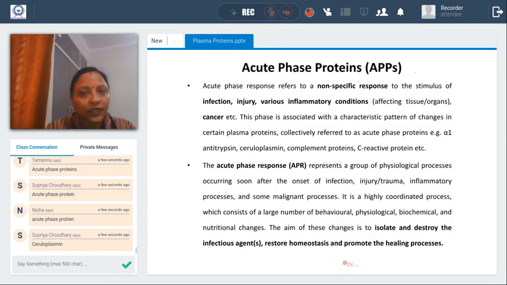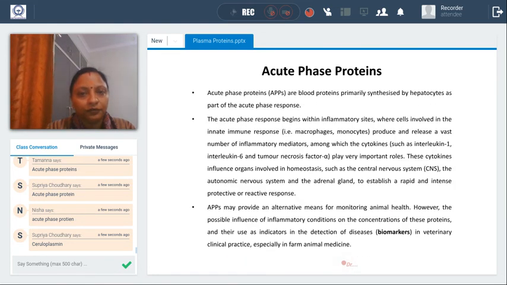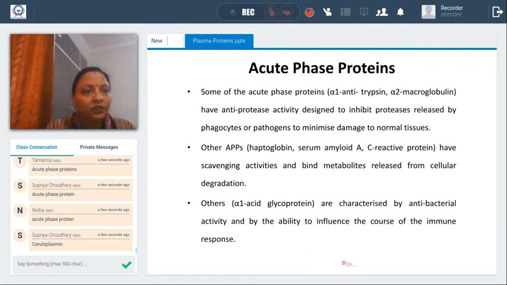What are acute phase proteins? They are a non-specific response to the stimulus of infection, injury, and inflammation. You have to remember the 3 I's. These proteins are involved in acute phase responses. The aim of these changes is to isolate and destroy the infectious agents, restore homeostasis, and promote the healing process. These are synthesized in the liver. These are the biomarkers of various diseases.